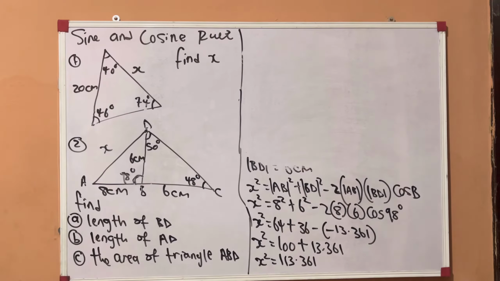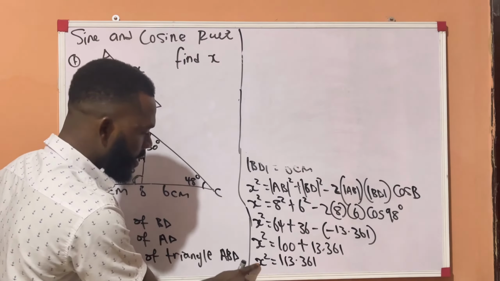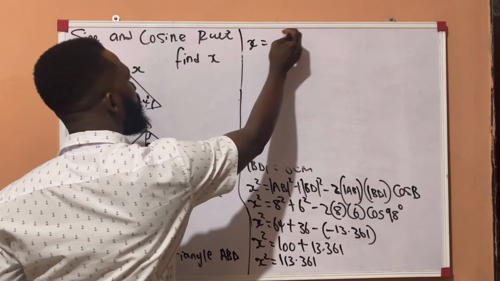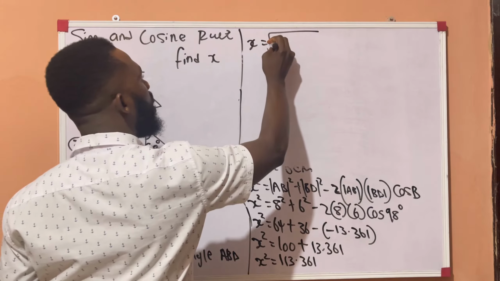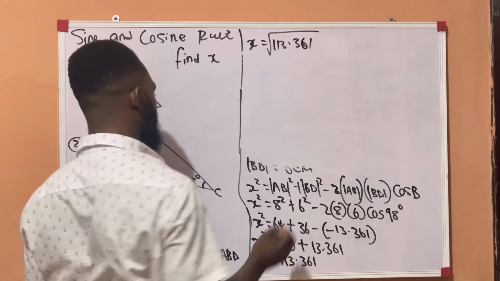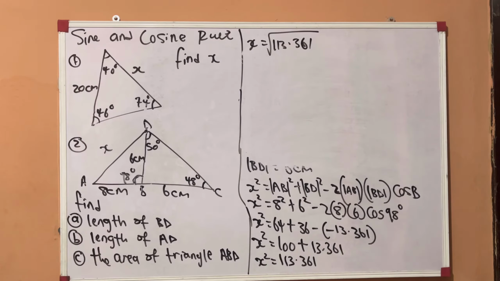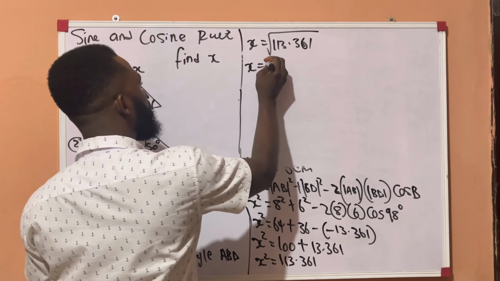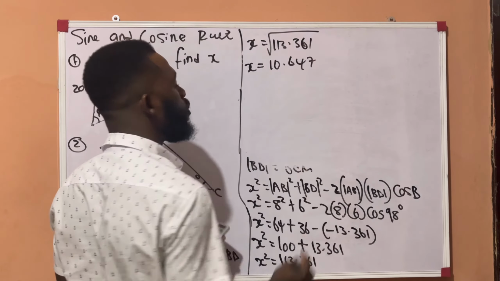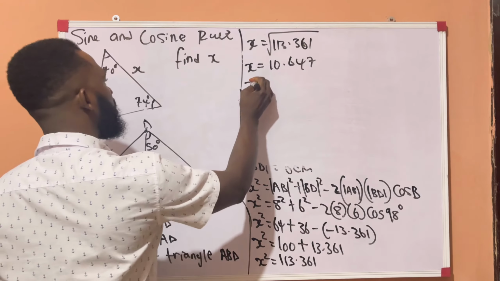So here it comes. To get the value of x, the square crosses the equality sign and becomes square root. So x is equal to the square root of 113.361. If we do that using our calculator, we are going to be getting x is equal to 10.647. Now, if we want to approximate to a whole number, x becomes 11.